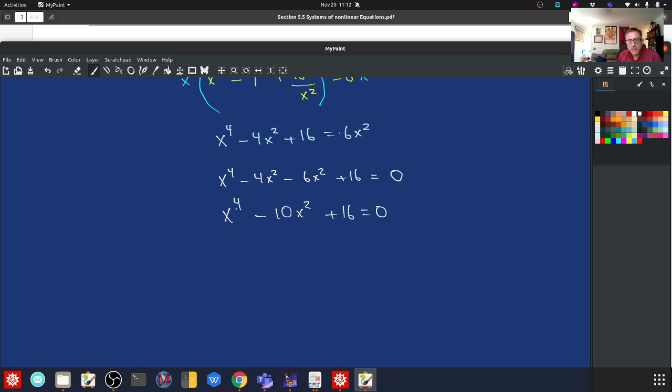So here's what, this is a degree 4 equation, but let's make the substitution. We've done this in the past. Let w, or whatever variable you like, not x or y, let w equal x squared. That means w squared is equal to x to the 4th. And we're going to rewrite this. So x to the 4th is w squared. x squared is equal to w.